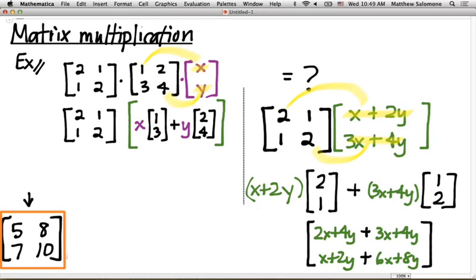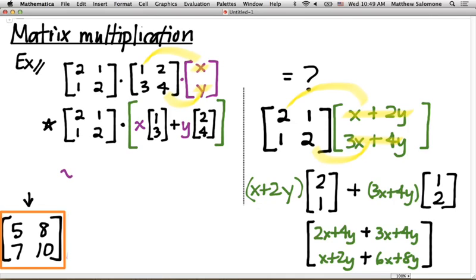So when I multiply here this product, because matrix multiplication is linear, it distributes over scalar multiplication and it distributes over addition. What that means, we learned that when we talked about linear transformations, because every linear transformation can be represented by a matrix, and linear transformations distribute over linear combinations.